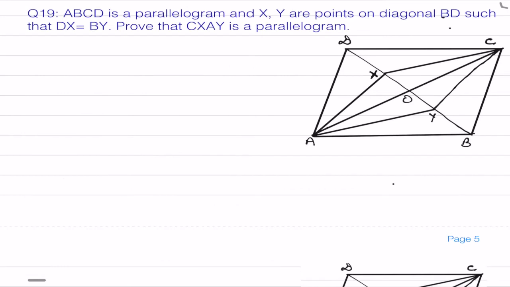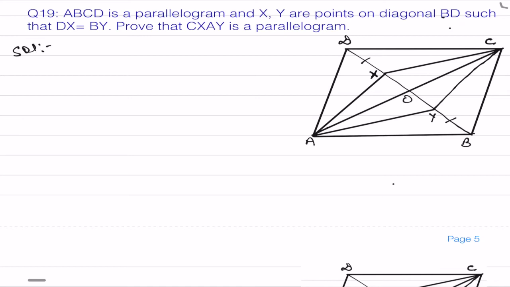Next question is question number 19. ABCD is a parallelogram and X, Y are the points on the diagonal BD such that DX is equal to BY. Prove that CXAY is a parallelogram. So to prove CXAY is a parallelogram, we will prove any one of the properties of the parallelogram. So in this we will prove that in the quadrilateral CXAY their diagonals bisect each other, because if diagonals bisect each other, that means it's a parallelogram.